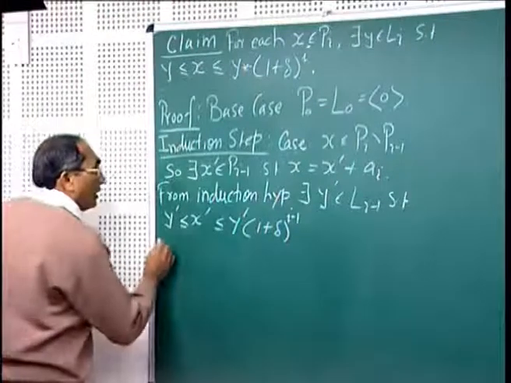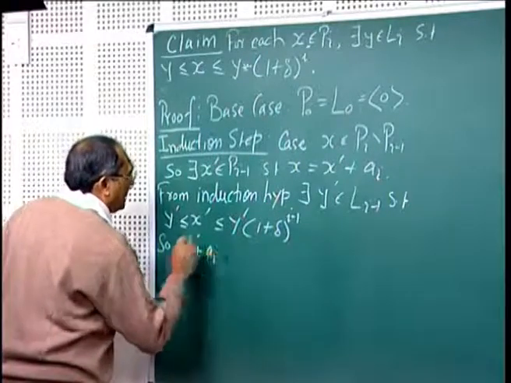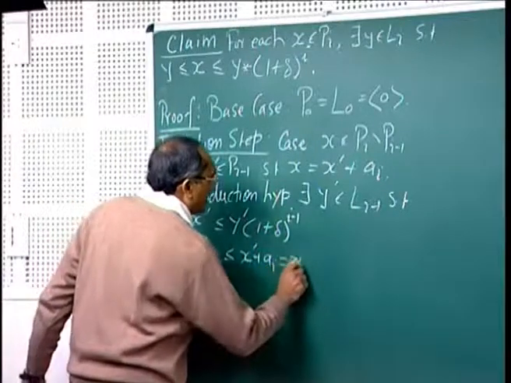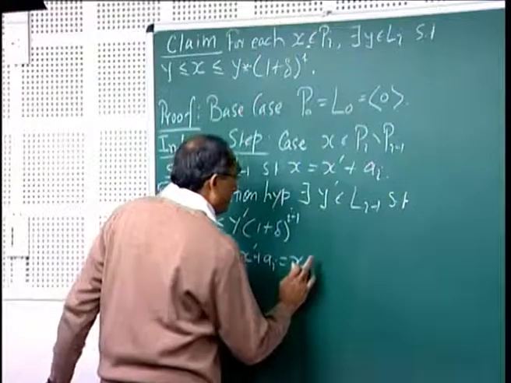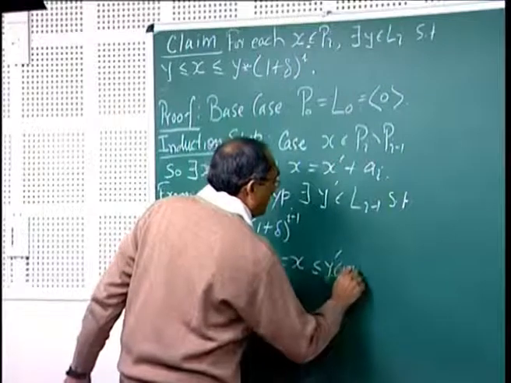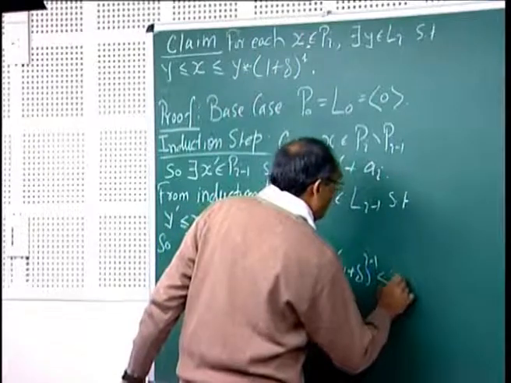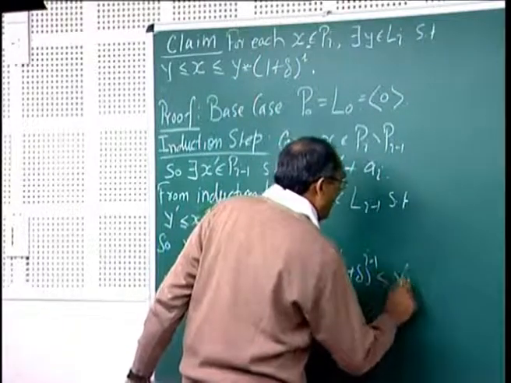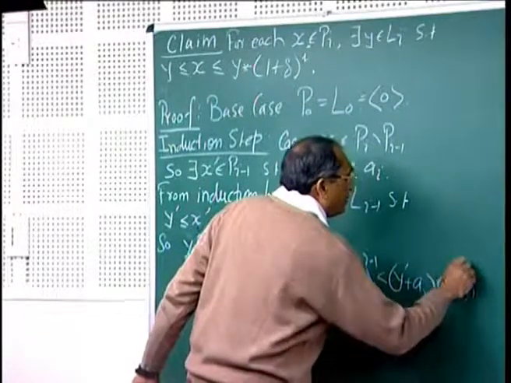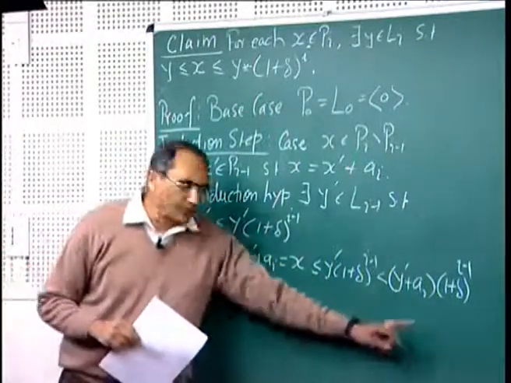So, we have this. So, y prime plus ai is less than or equal to x prime plus ai, which is the same as x, and that in turn is less than or equal to y prime times (1 plus delta) power i minus 1, that is less than or equal to (y prime plus ai) times (1 plus delta) power i minus 1. So, this is simply adding ai, and this is a trivial inequality.